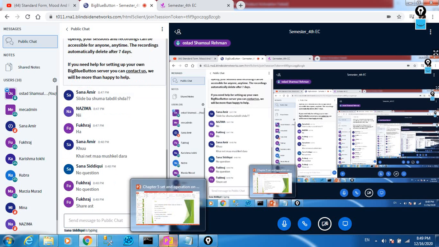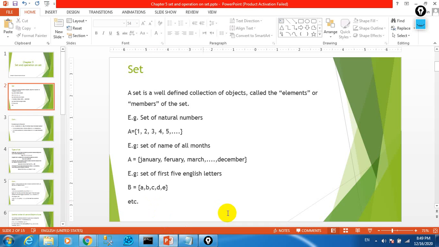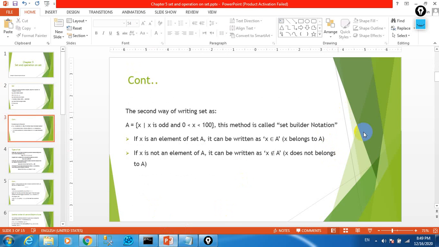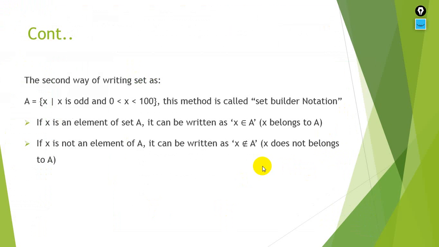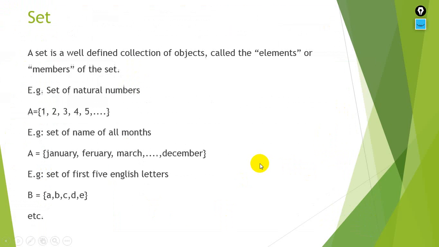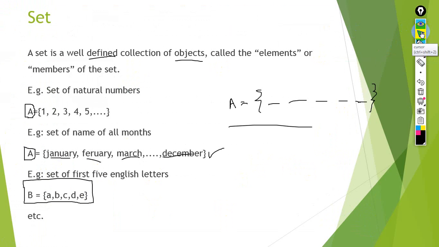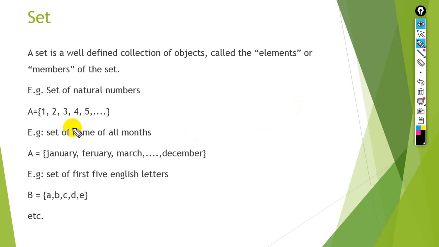Okay, no question. So now next, the second way of writing a set is to write the elements in the set. What are the elements of the set? The members or the elements of the set: inside the braces we are taking the things, the objects. These are the members of the set.